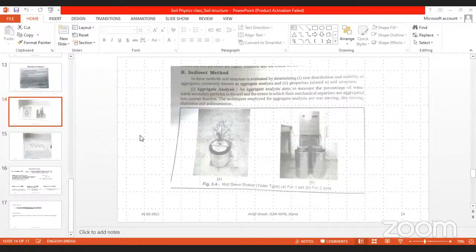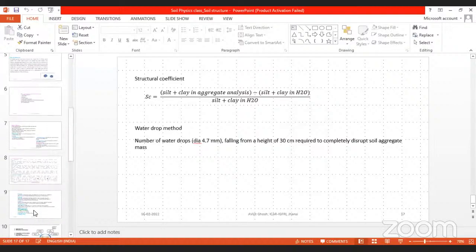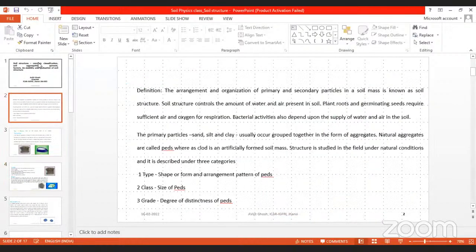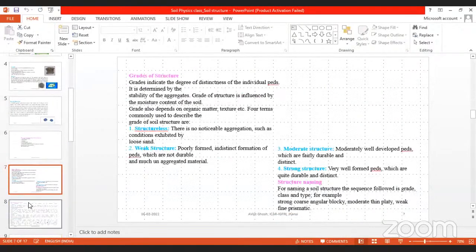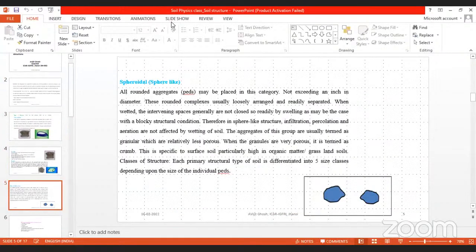Any other queries? For NET and ARS, is there any NET and ARS candidate? So many candidates are there, sir.